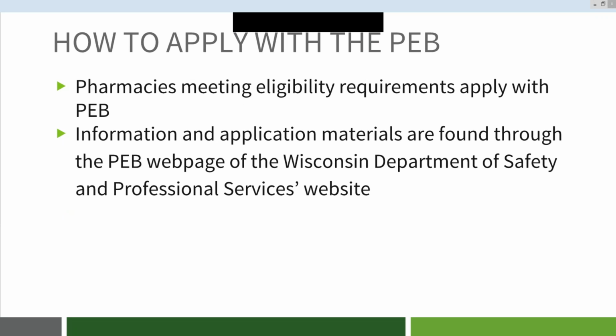So how does an interested community pharmacy apply to be part of the pilot program? First, the pharmacy must meet the eligibility requirements set by the board. Information and application materials are found through the Pharmacy Examining Board's web page on the Wisconsin Department of Safety and Professional Services website.